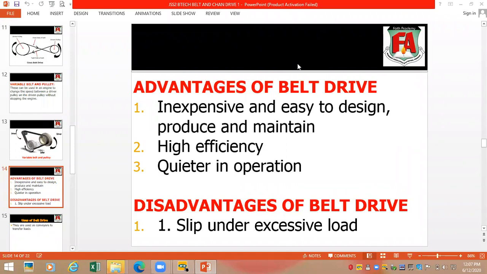What are the disadvantages? The disadvantage is that they slip under excessive load. Take for example, if you are using a tomato grinding machine from morning, let's say 7 a.m., to the next morning, definitely the belt will be so hot, and before you know, either the belt will break or cut, or there will be slippage. The belt will just slip because of excessive load.